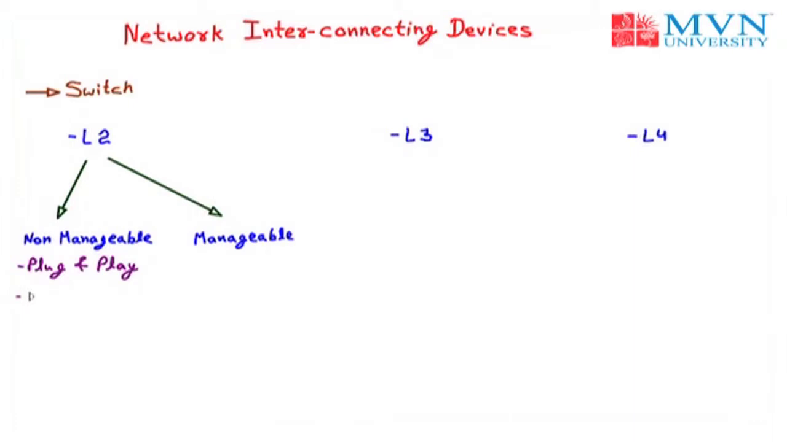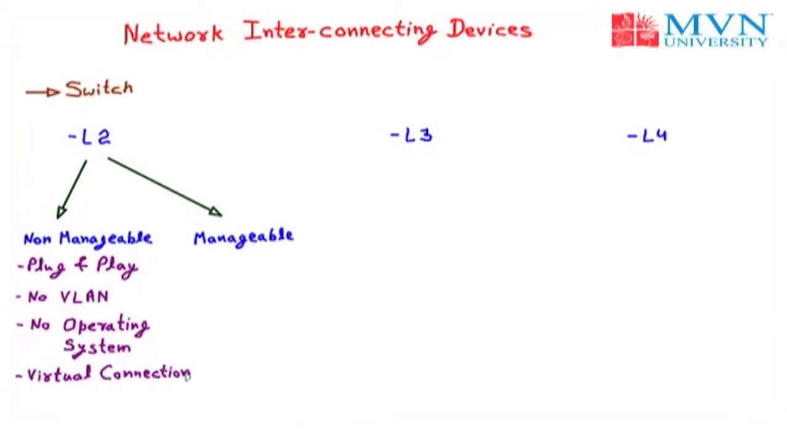There is no VLAN present in a non-manageable switch. VLAN means virtual LAN. Virtual LAN is not present in the non-manageable switch. The next one is that no operating system is present in non-manageable switches. And the last one, there is no physical connection. We only use the virtual connection.